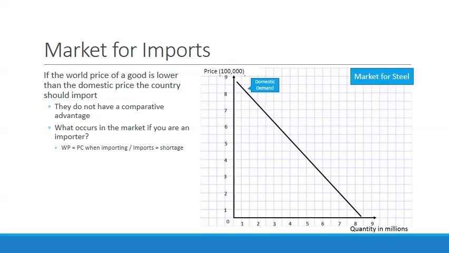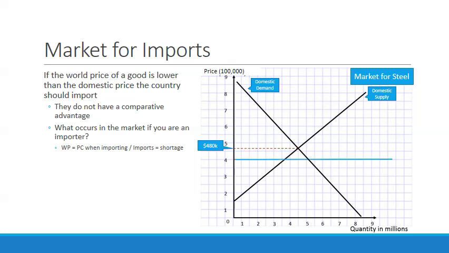So here's our domestic demand. Here's our domestic supply for steel. In this situation, we said the United States is going to be importing as opposed to exporting. So we have a domestic price here of $480,000. And now our world price is lower. World price is $400,000. So in this situation, we see a world price $80,000 less than the domestic price. As a result, we do not have a comparative advantage and we should be importing. So world price is $80,000 below domestic price.